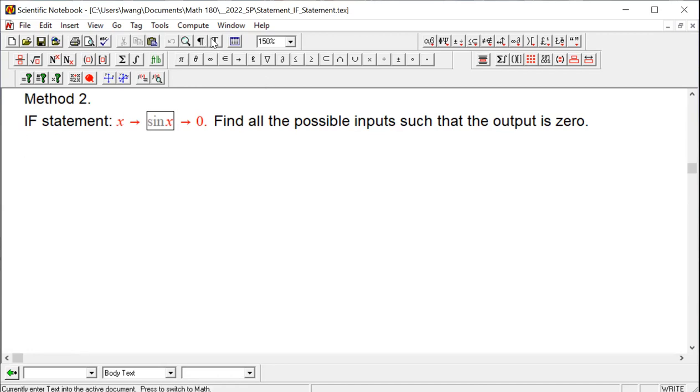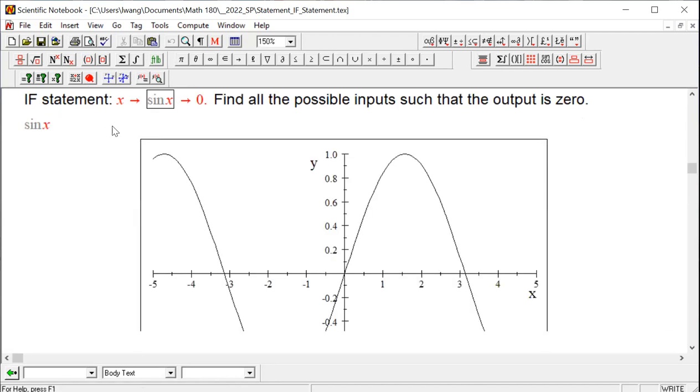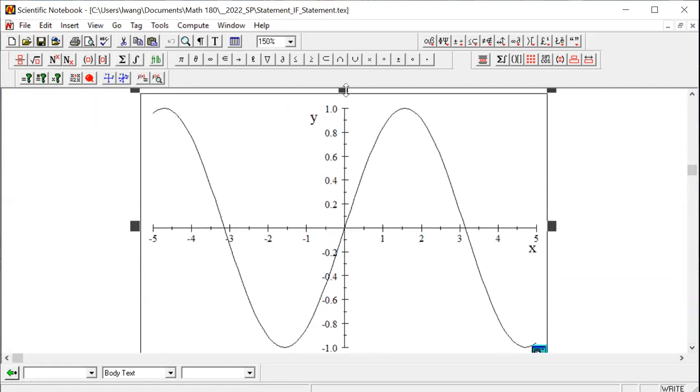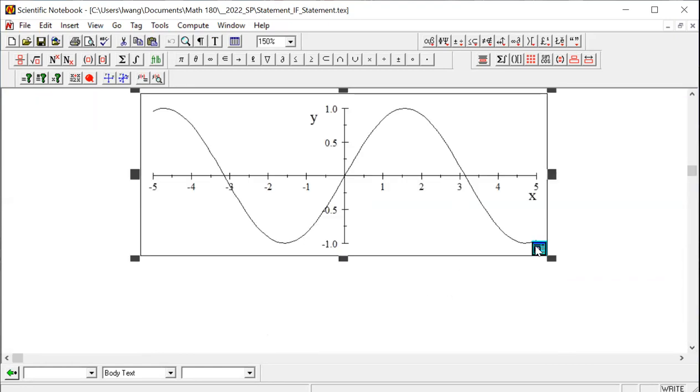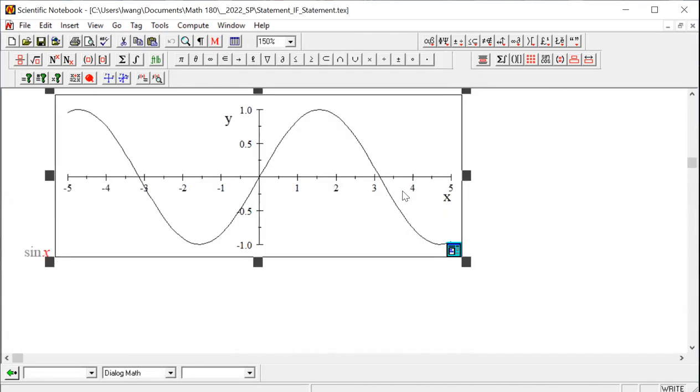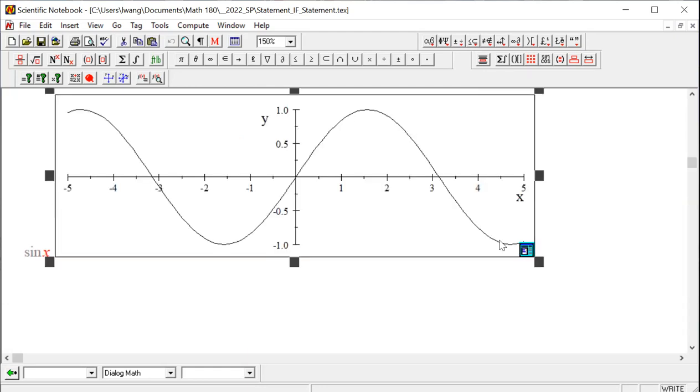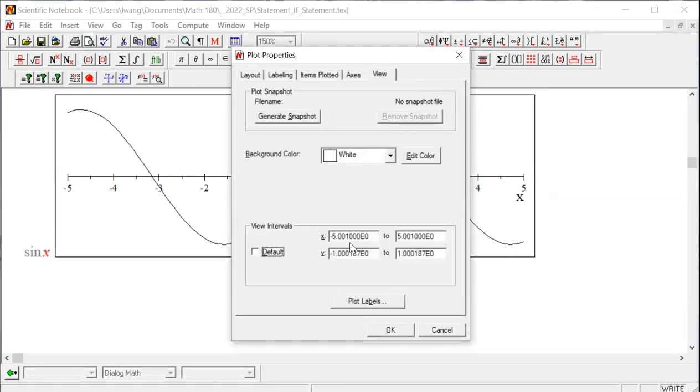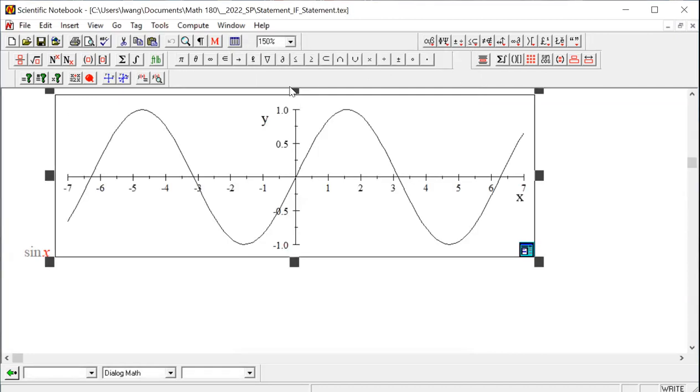We know the sine curve, don't we? Everybody does. We also understand the meaning of the sine curve. All right, so I'm going to make some adjustment to the view.